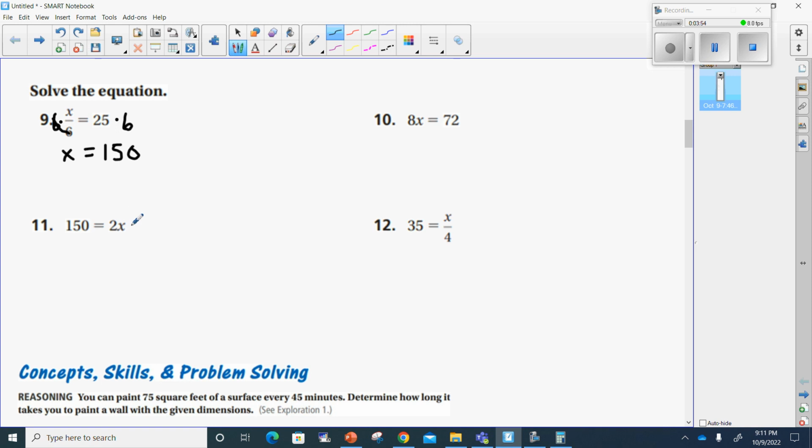I am multiplying 2 to x, so to get rid of the 2, I need to divide 2 away. Whatever I divide from one side, I divide from the other. 2 over 2 is 1, that leaves me x. 150 divided by 2 is 75, so 11 is 75.